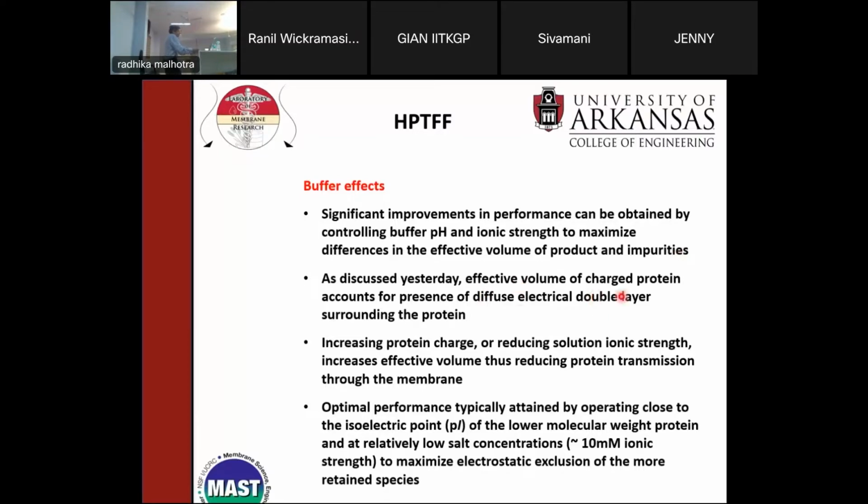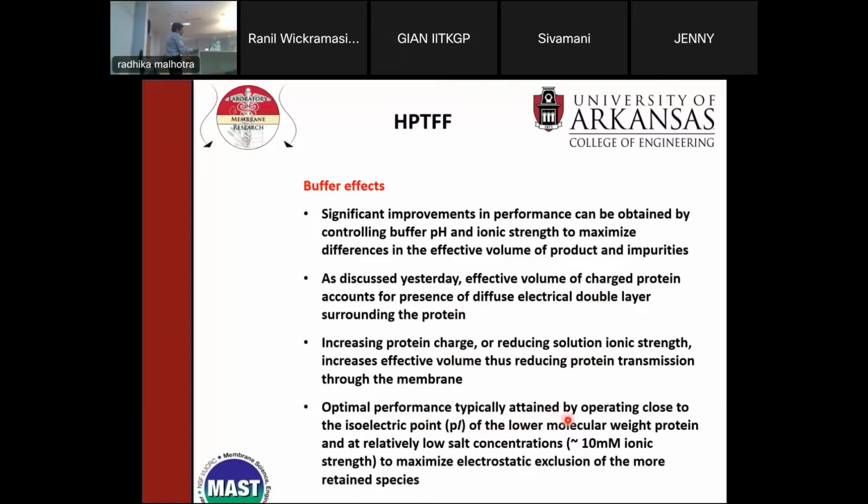As discussed yesterday, the effective volume of a charged protein accounts for the presence of an electrical double layer surrounding the protein. Increasing charge or reducing solution ionic strength increases that volume, thus reducing protein passage through the membrane. So you can play with all of these to optimize your separation, and then you can do fractionation of oligomers and dimers from monomers and so forth.